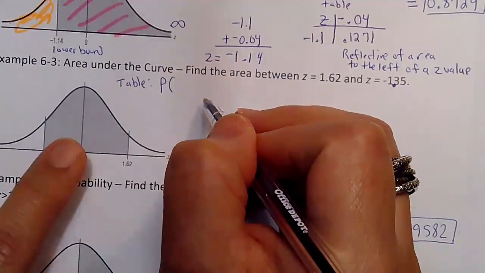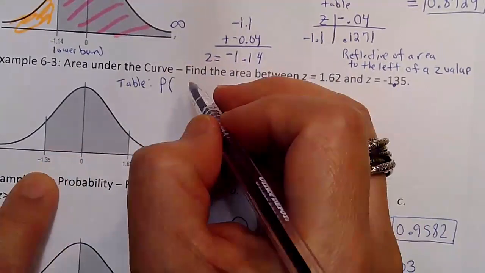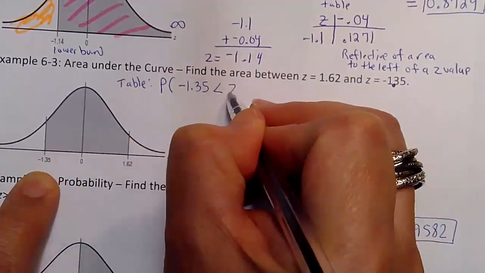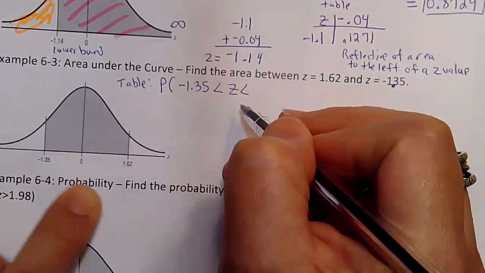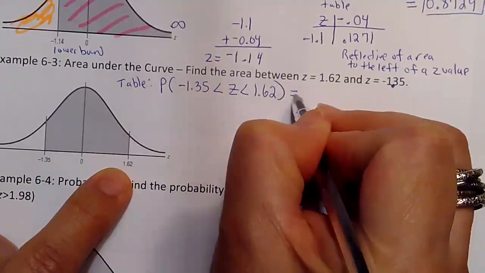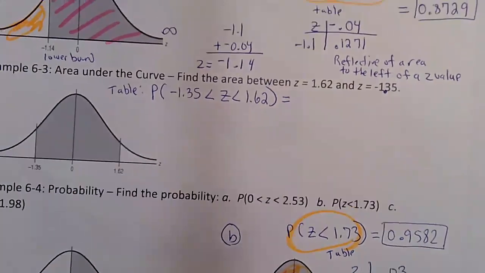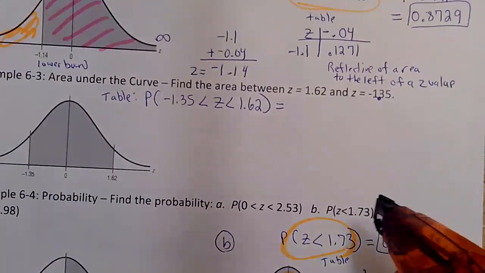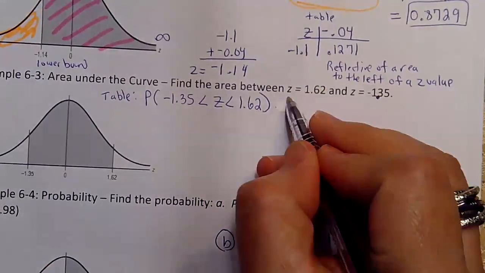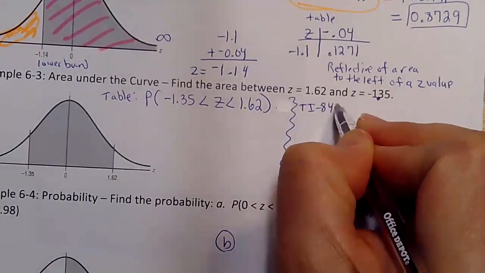So both of them you start off with probability, and this area is trapped. So you have to show that it's in a compound inequality. It's trapped between the both. So you put the smaller z value first, negative 1.35, trapped between negative 1.35 and 1.62. Whether you do it on the table or on the calculator, they both start off like that. Let me come back this way because I want to do the TI-84 calculator on this side.